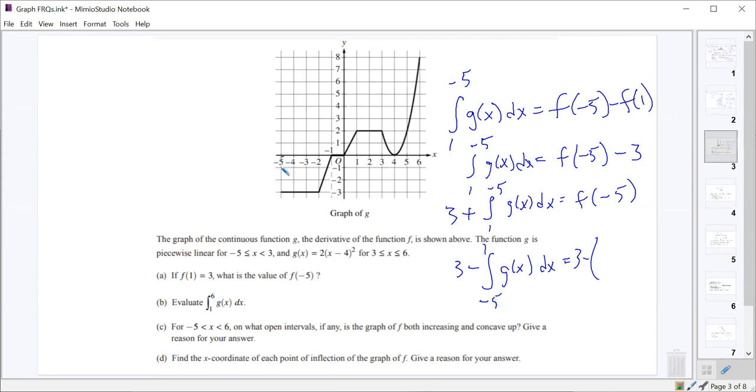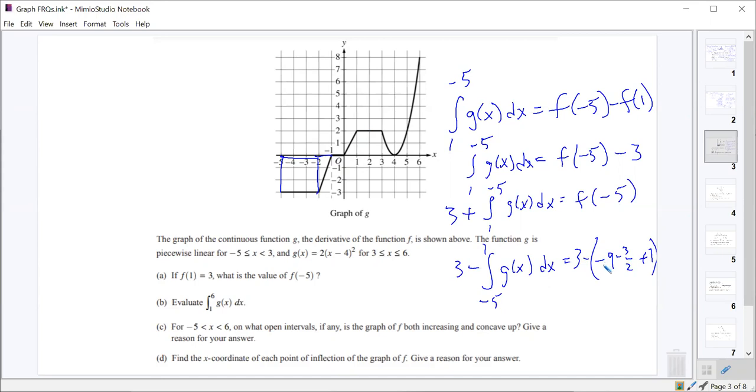Well, this piece is negative 9. This second piece here is negative 3/2, being below the x-axis. This piece here is 0 because it's just horizontal there on the x-axis. And from 0 to 1, it should be this little triangle, which should be a positive 1/2 of 1 times 2, or just a positive 1. And so that should be the value of f of negative 5.